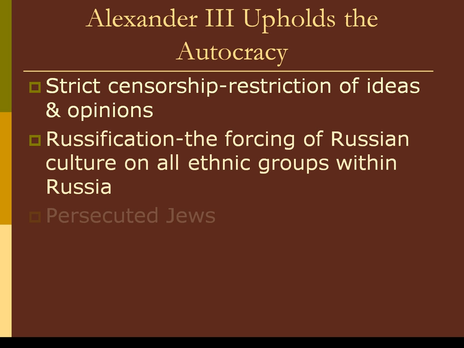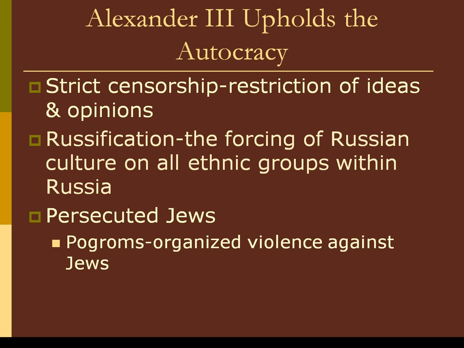Additionally, he persecuted the Jewish population, organizing violent acts against them called pogroms. And this is where you start to see in both Western Russia and Eastern Europe this idea of anti-Semitism, a hatred for the Jews. And this will follow right through until the Holocaust. And Alexander III used his secret police to keep all of this under his control.